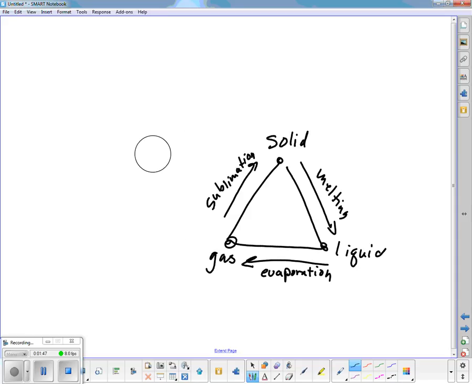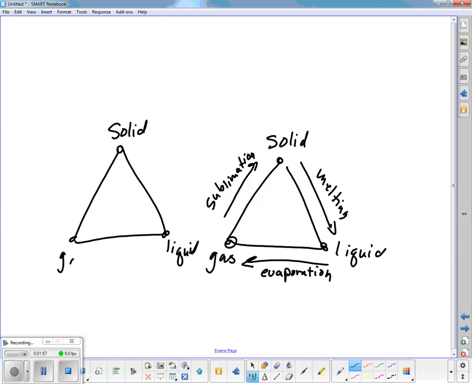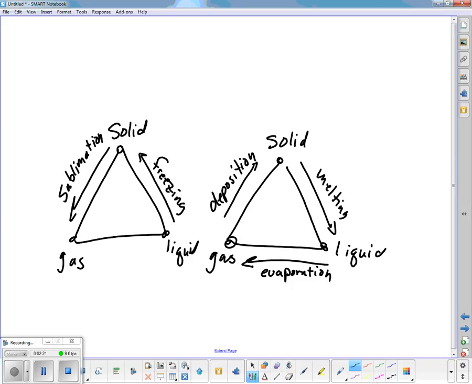It's just another way to look at it. Oops, that's deposition. Sorry, thank you. So we go this way for sublimation, and this way for freezing. I've got to keep my arrows going the same direction. And this way for condensing. So that's all the triangles were. I know a lot of them were asking about those.